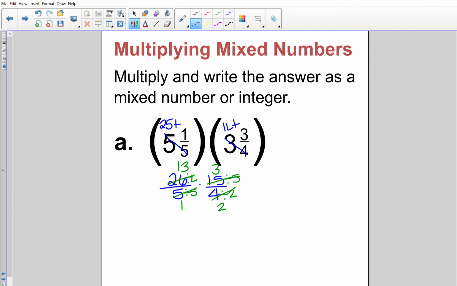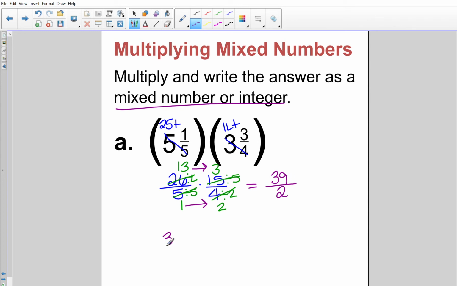At this point, I can multiply numerator times numerator, denominator times denominator. So 13 times 3 is going to give me 39, and 1 times 2 is 2. So this would be my improper fraction. Alex may tell you to write it as a mixed number or integer, so this is not as far as you go. You have to keep going.